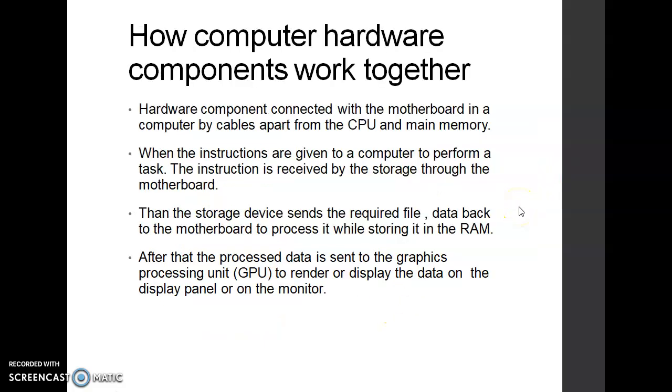Okay, how computer hardware components work together. This is the third topic. And hardware component connected with the motherboard in a computer by cables apart from the GPU and main memory. When the instructions are given to a computer to perform a task, the instruction is received by the storage through the motherboard. Then the storage sends the required file or data back to the motherboard to process it while storing it in the RAM. After that, the processed data is sent to the graphics processing unit, or we can say it as GPU, to render or display the data on the display panel or on the monitor.